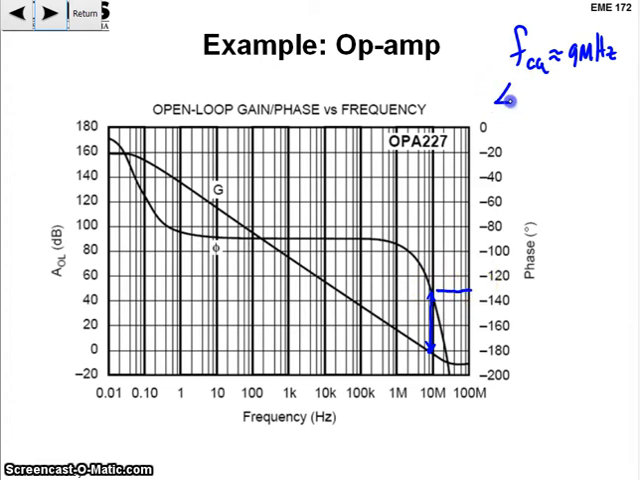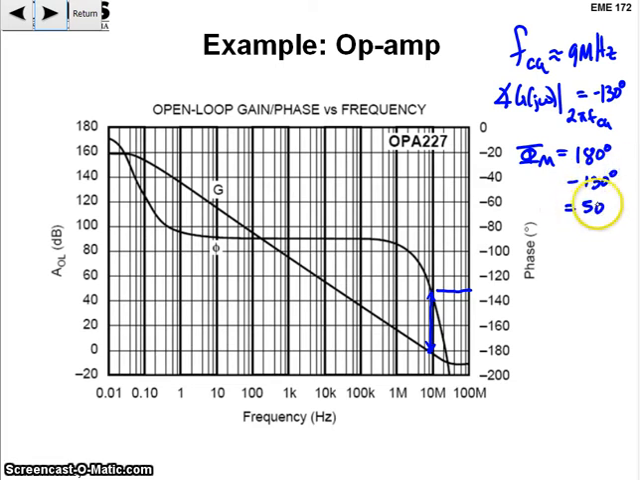So the angle of G(omega) at 2 pi f, right, I'm using omega here, is about minus 130 degrees. And so the phase margin turns out to be 180 degrees minus 130 degrees, or 50 degrees. If that equation doesn't make sense, just think of it as the difference between minus 180 and the actual phase here. So this is 50 degrees. That's the phase margin on this one.